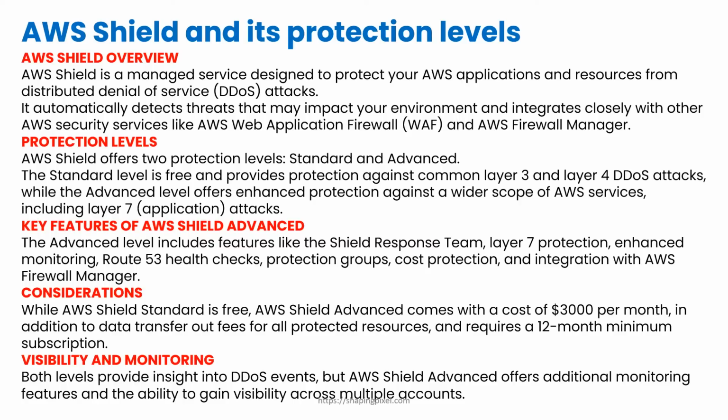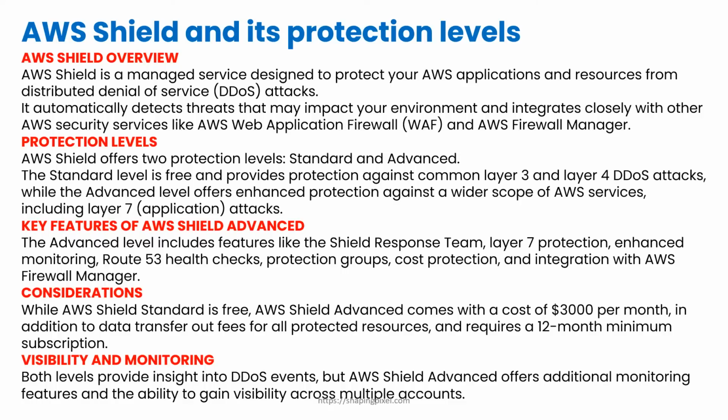AWS Shield offers two protection levels, Standard and Advanced. The Standard level is free and provides protection against common layer 3 and layer 4 DDoS attacks, while the Advanced level offers enhanced protection against a wider scope of AWS services, including layer 7 attacks. The Advanced level includes features like the Shield Response Team, layer 7 protection, enhanced monitoring, Route 53 health checks, protection groups, cost protection, and integration with AWS Firewall Manager.